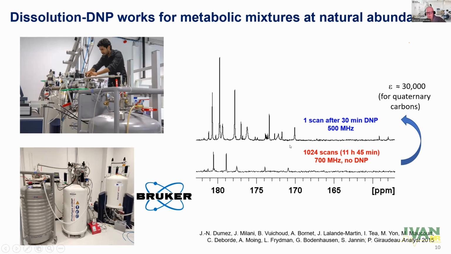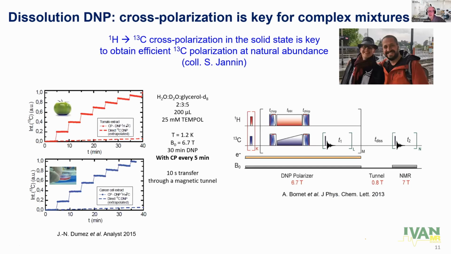So one of the key features to achieve this result was to rely on cross-polarization. I mentioned that before. We did previous attempts without cross-polarization, with direct hyperpolarization from electron to C13. And it turned out that when the samples were too dilute, the C13 spins were also too dilute, and this polarization transfer directly from electrons to C13 did not work. A key element to get this working was to incorporate the cross-polarization from proton to C13, as suggested by Sami Janin 10 years ago.